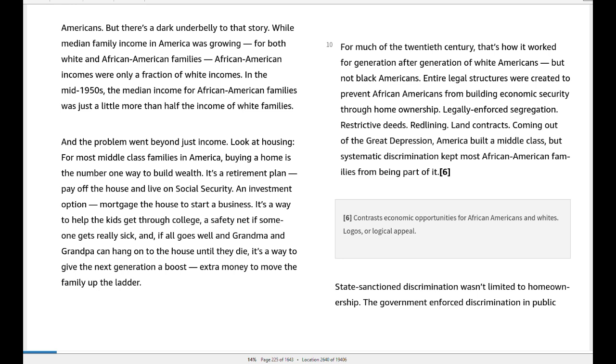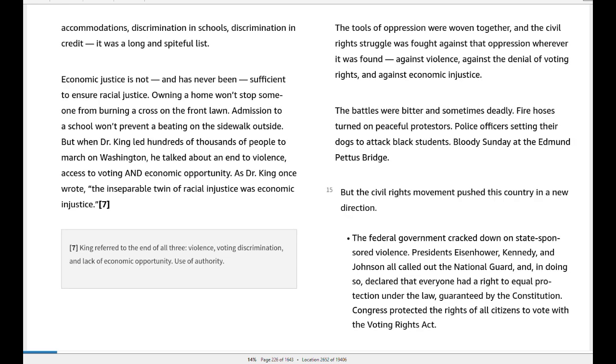State-sanctioned discrimination wasn't limited to home ownership. The government enforced discrimination in public accommodations, discrimination in schools, discrimination in credit. It was a long and spiteful list. Economic injustice is not, and has never been, sufficient to ensure racial justice. Owning a home won't stop someone from burning a cross on the front lawn. Admission to a school won't prevent a beating on the sidewalk outside.